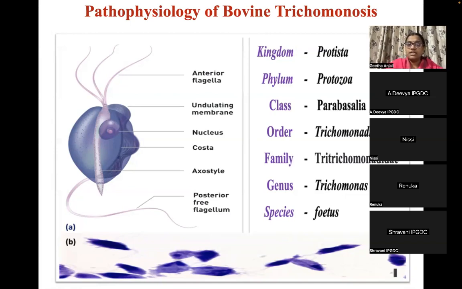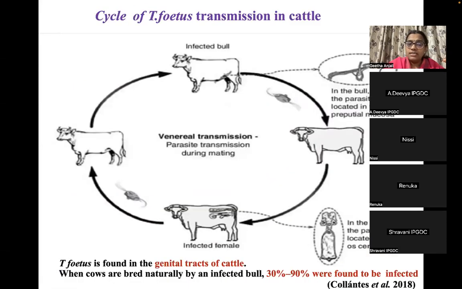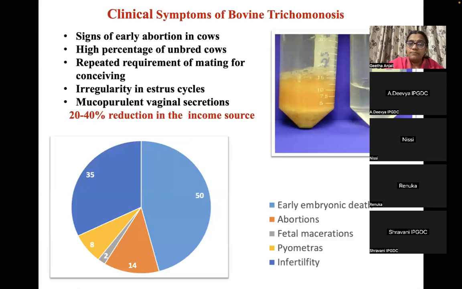This is also such a kind of parasite that causes sexually transmitted diseases in cattle. When this parasite infests the cow or the bull, it causes damage to the uterus and the genital tract, leading to early abortions in cows and a very low fertility rate, and so many different kinds of vaginal secretions. So these are all the symptoms.